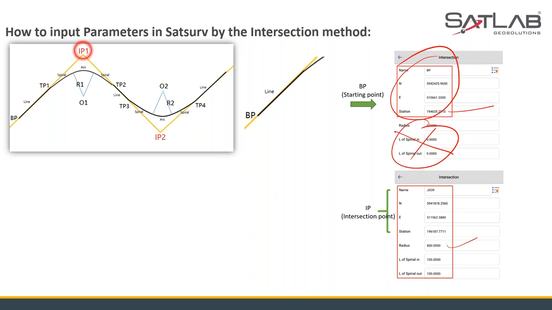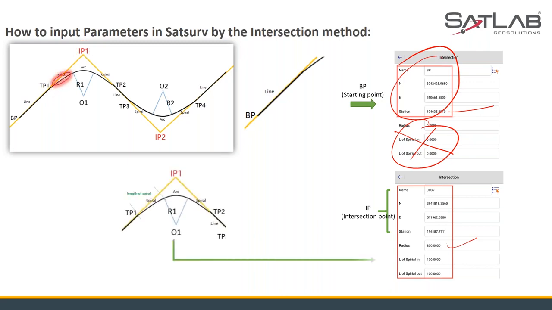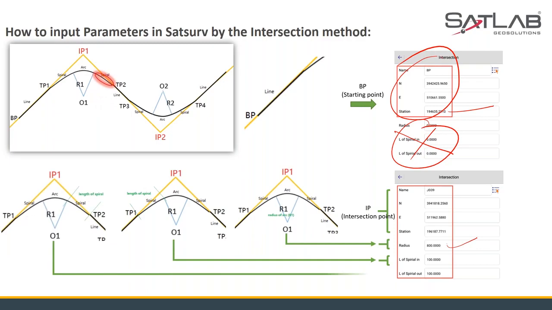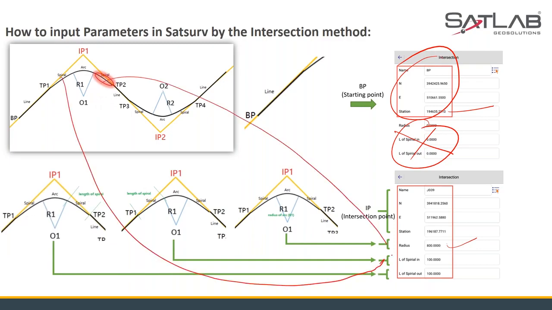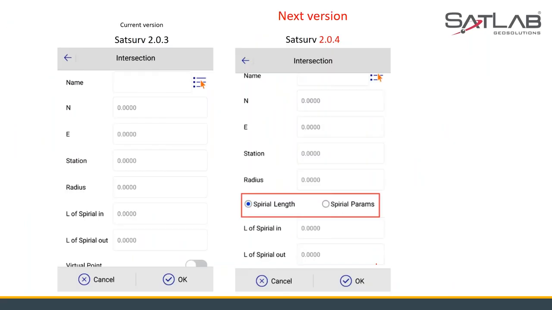So let's see how to input parameters in SatSurv by the intersection method. First is the beginning point. It's important that you give the coordinates of the beginning point over here, as well as the station. After giving the station and the coordinates, because I don't have any radius or spiral in, spiral out, I'll put it at 0, 0, 0. Then I'm giving the coordinates of the intersection point, that is IP1: the northing, easting, and station over here.